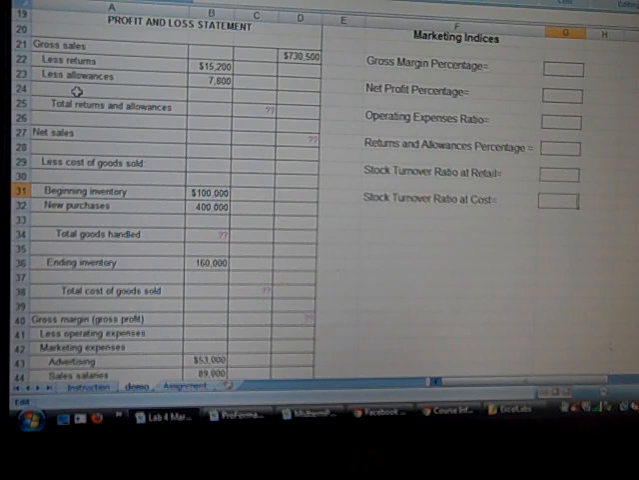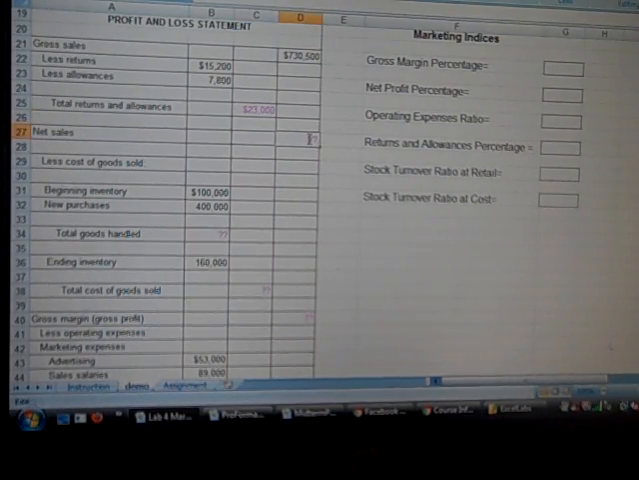This is the marketing indices. So here I'm going to just finish the profit and loss statement in order to get all of our marketing indices here on the right. So I'm going to begin the profit and loss statement. First we are looking for total returns and allowances. That's pretty easy. You just go sum and less returns, less allowances, and then press enter. To find your net sales, you just have the gross sales minus the less returns and less allowances.